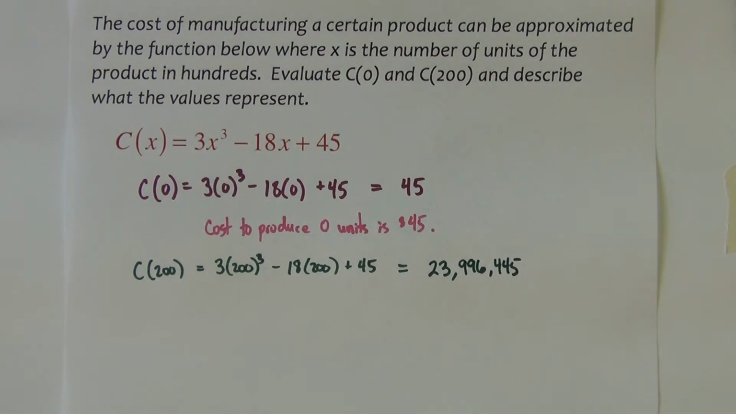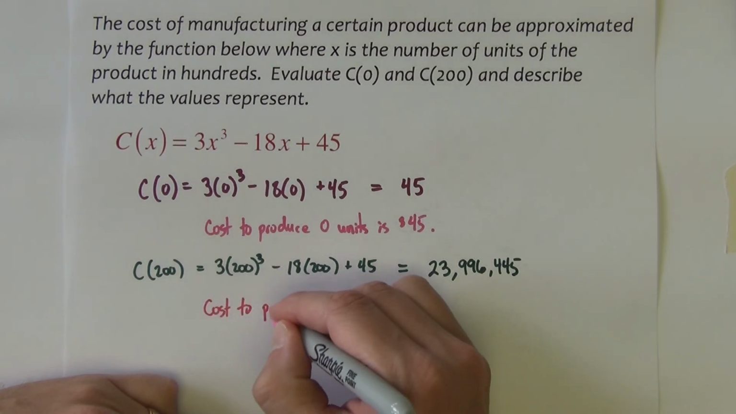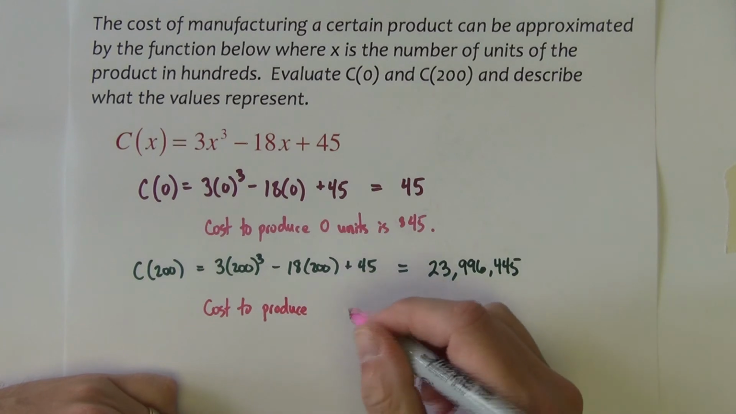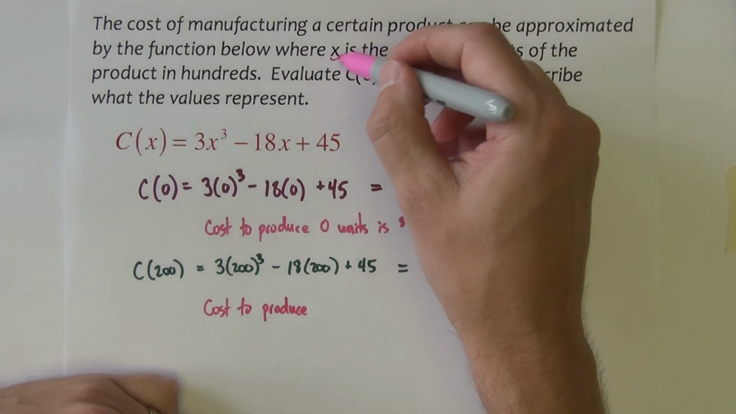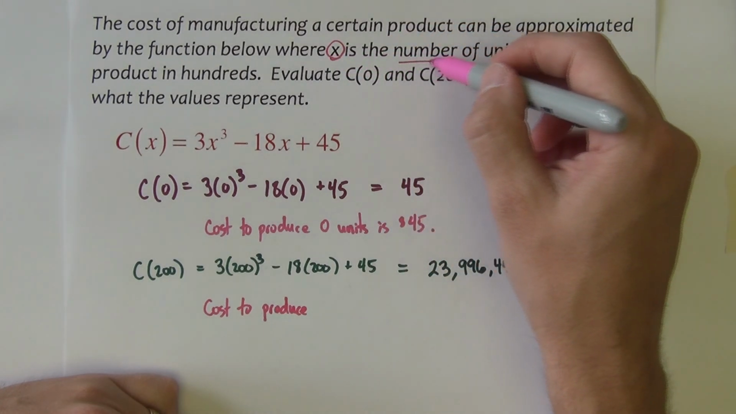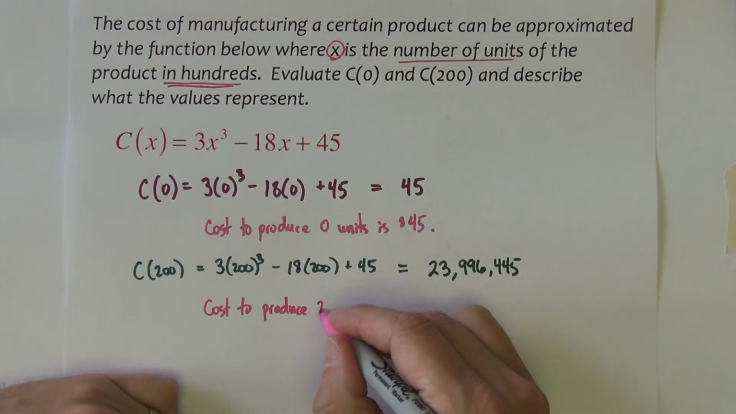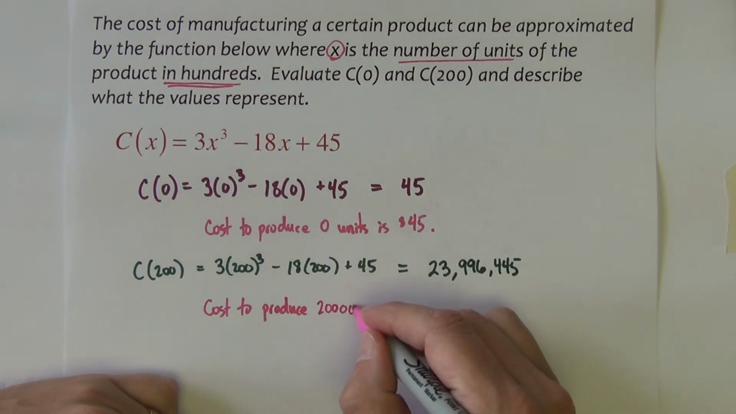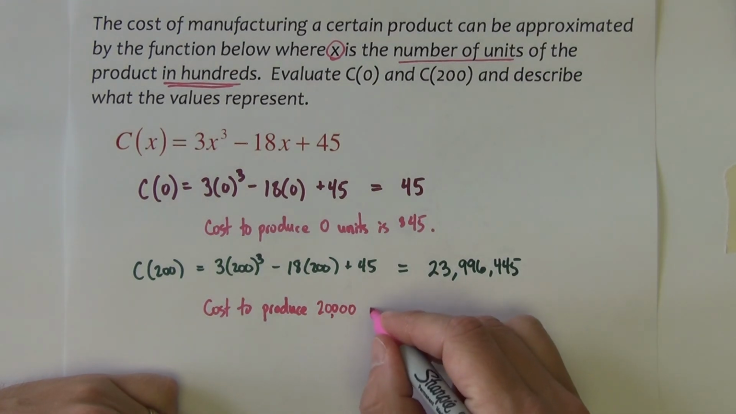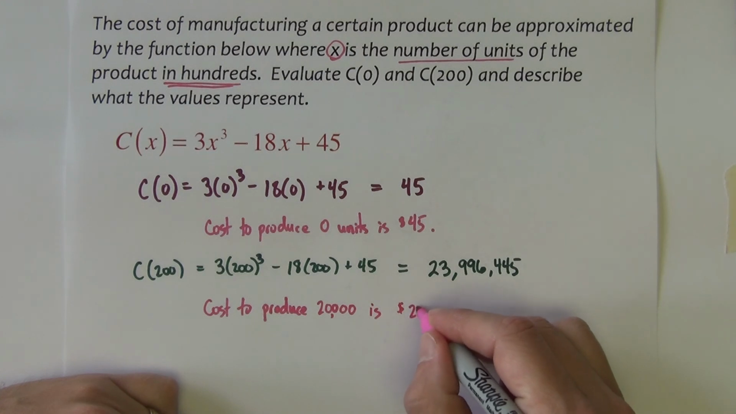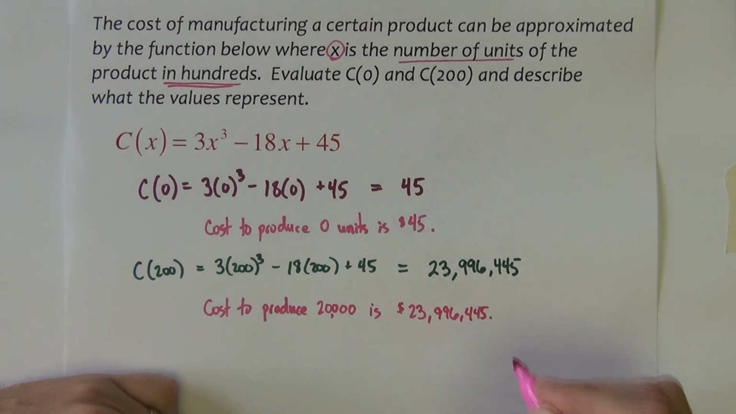Okay, so the interpretation of this would be the cost to produce, now it's not 200 units. Notice x is the number of units in hundreds. So it's 200 hundred. That's 20,000. Cost to produce 20,000 units is $23,996,445.